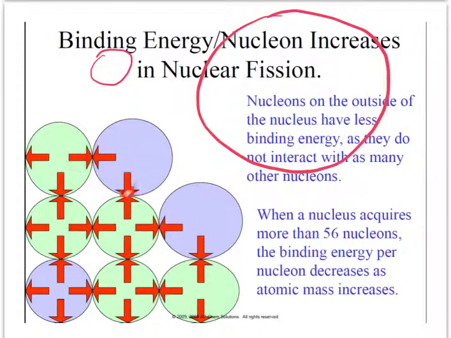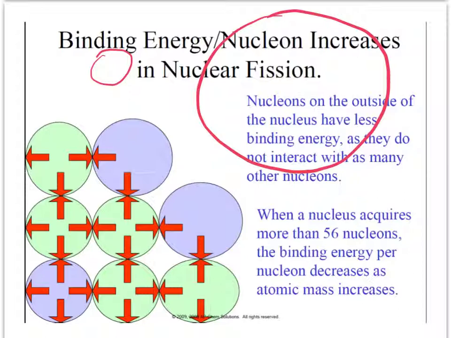If you look at these little red arrows, those red arrows represent binding energy. Take a look at these two nucleons right here. They only have two places where they're exhibiting binding energy, as opposed to the inner ones that have four places. So these inner ones have more binding energy than these outer ones. If you create more outer nucleons, you're creating more nucleons that have less binding energy.